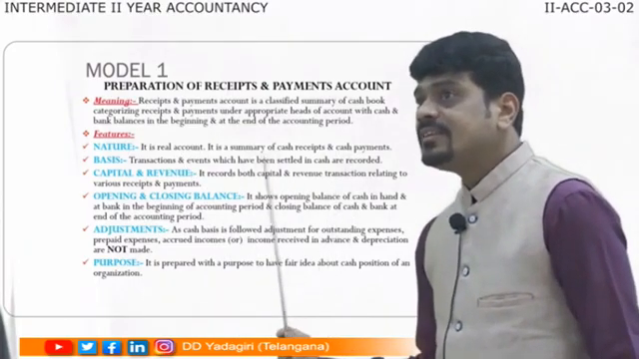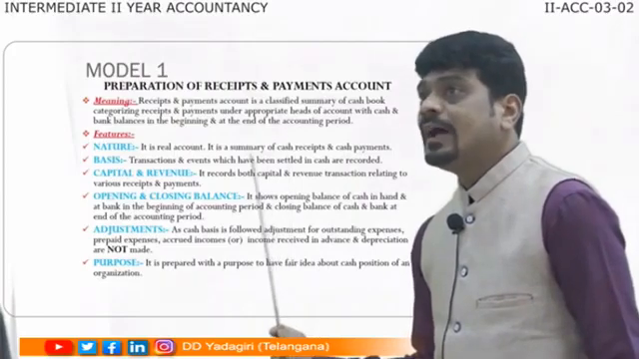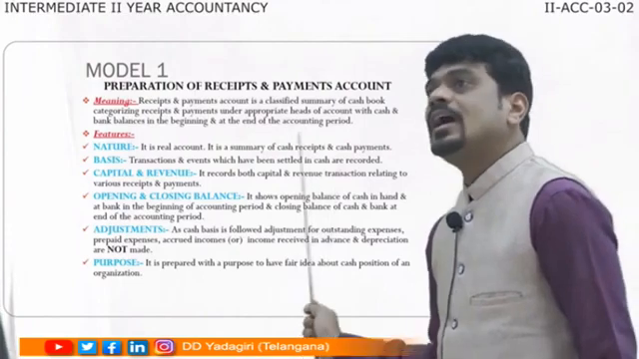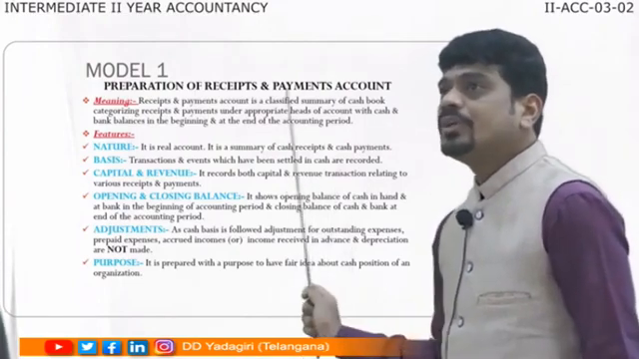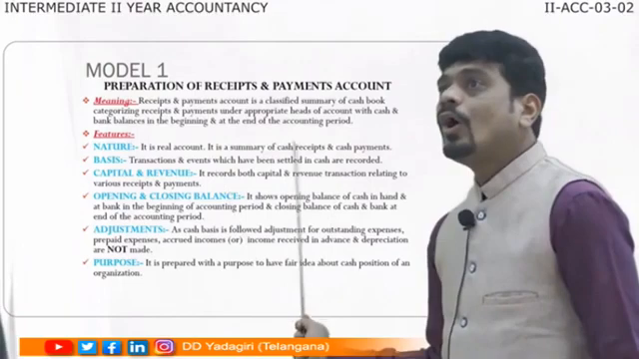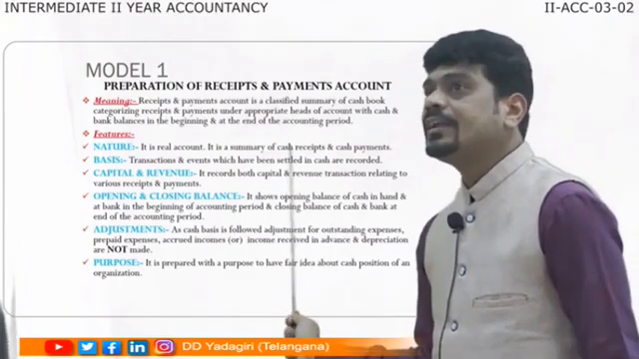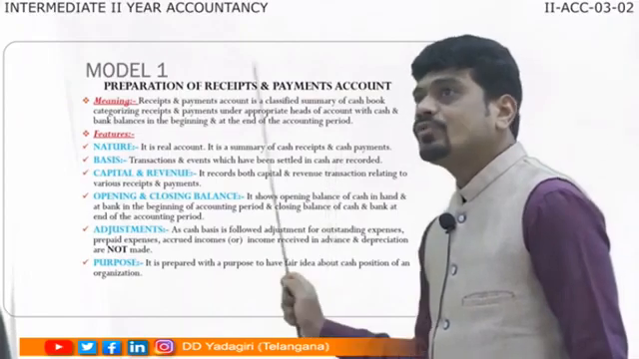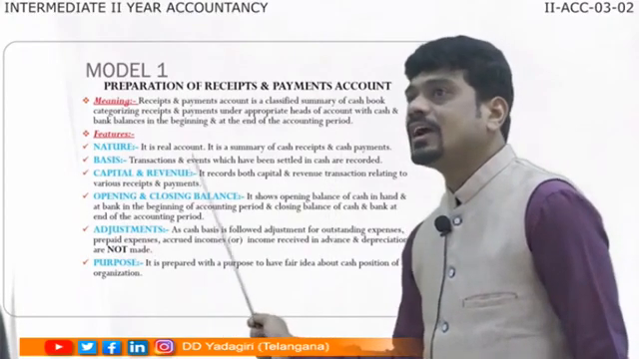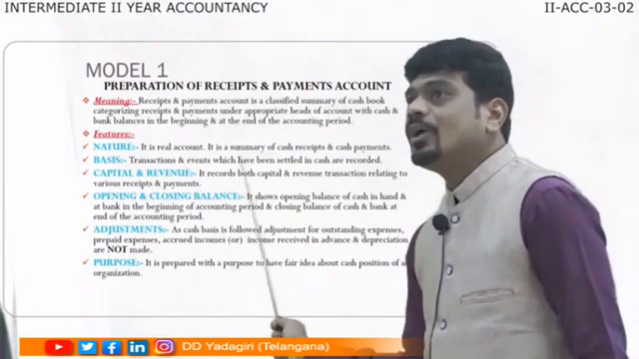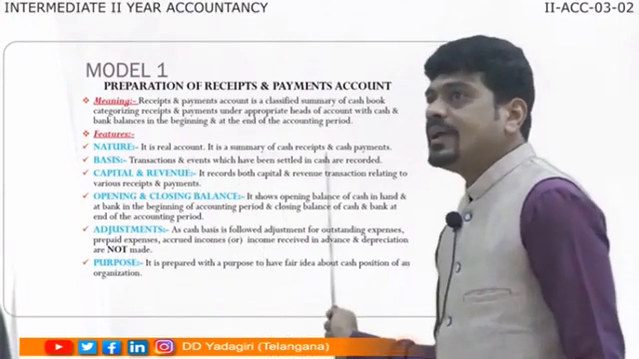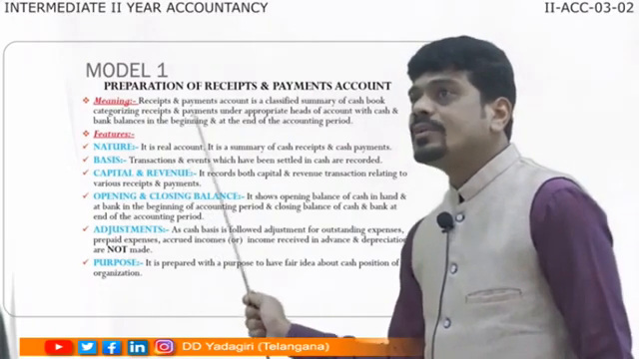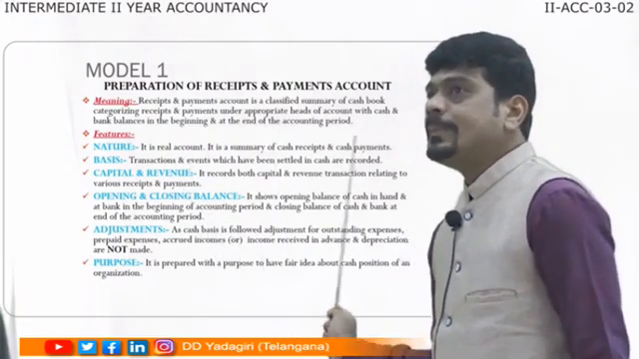When it is a receipt, the receipts are nothing but what comes in. And payments are what goes out. So in a single nutshell, all the cash receipts are debited and all cash payments are credited. So the first nature is, it is a real account and it is a summary of all cash receipts and payments. So the rule we are going to follow is debit all receipts, credit all payments.